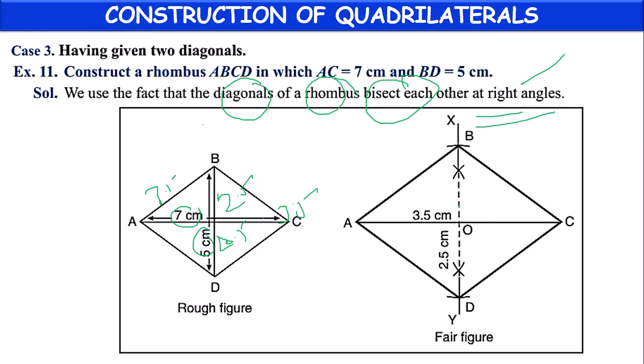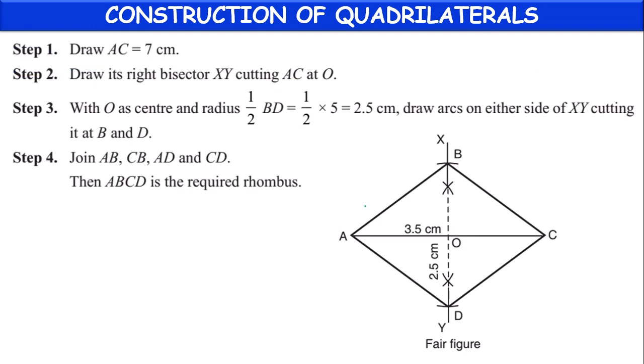And right angle. Here, right angle will come. So, what we have to do, children? Draw AC 7 centimeter. Draw AC line 7 centimeter. Draw its perpendicular bisector XY, cutting AC at O.